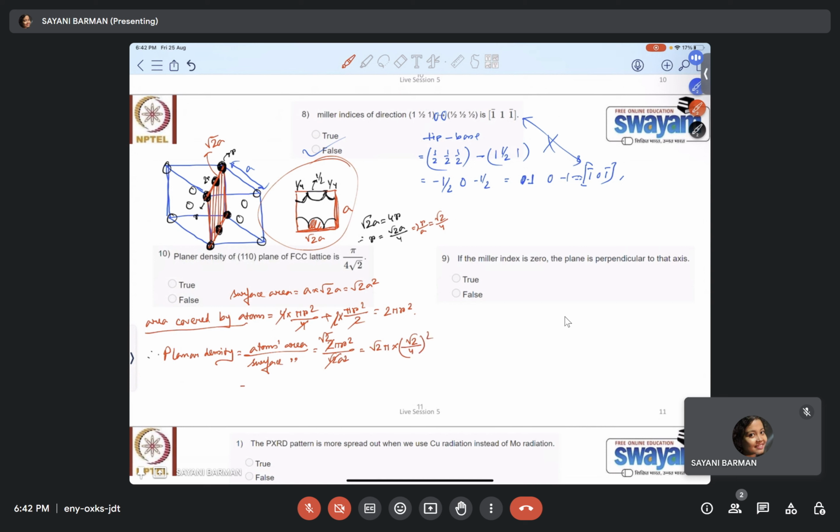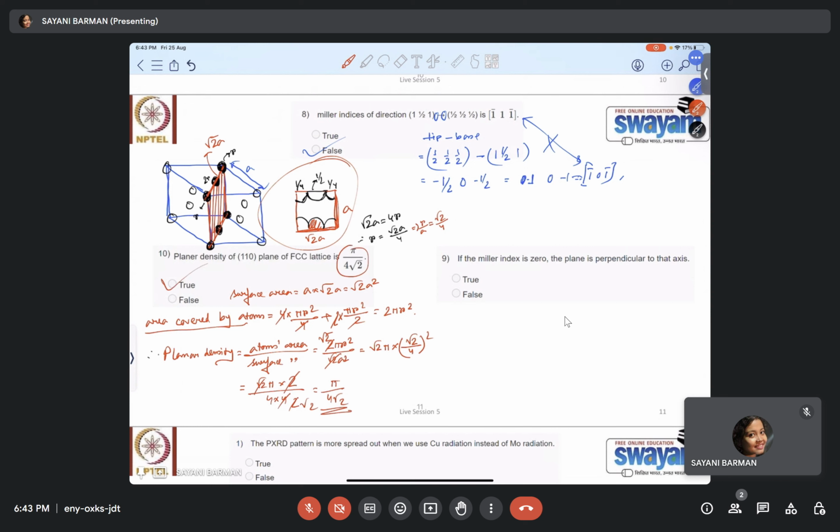Right. Then we can write root 2 pi into root 2 into root 2. That means it's 2. 2 and 4 into 4. This is 2 and this is also root 2. So it is pi by 4 root 2. And the question is also pi by 4 root 2.